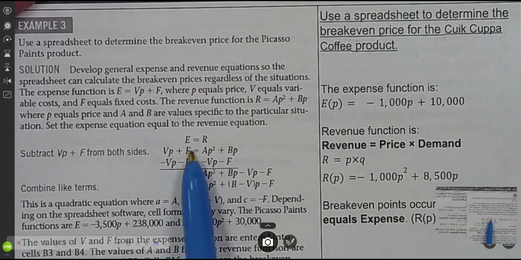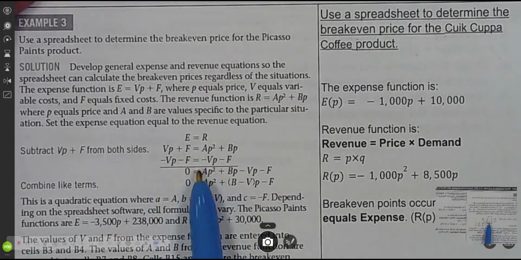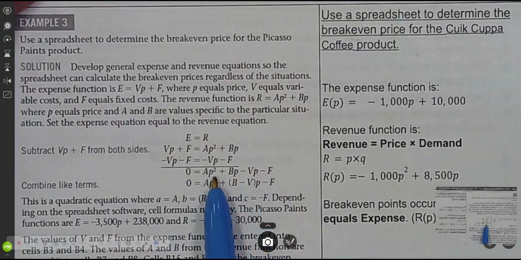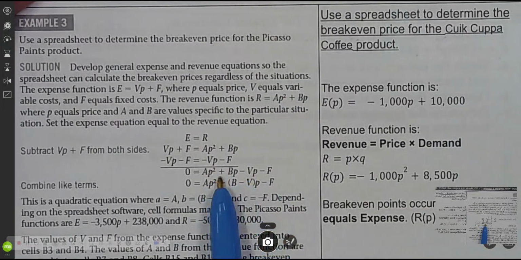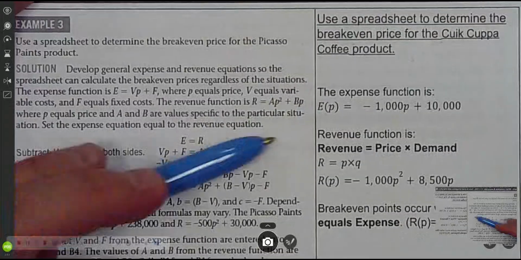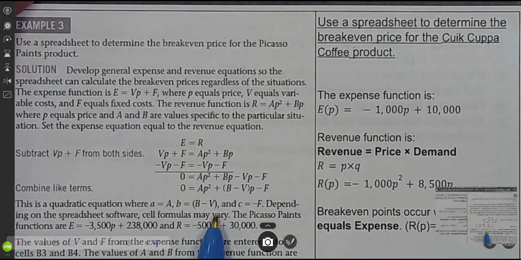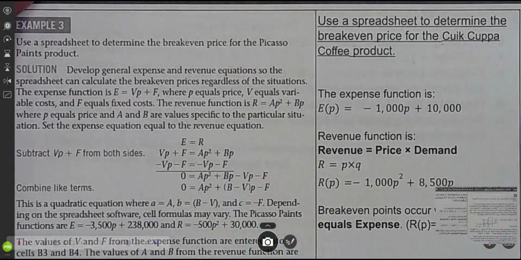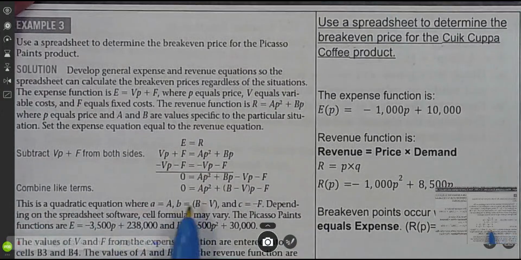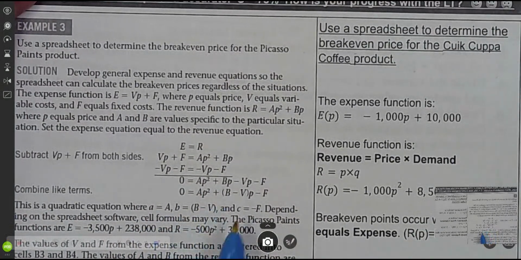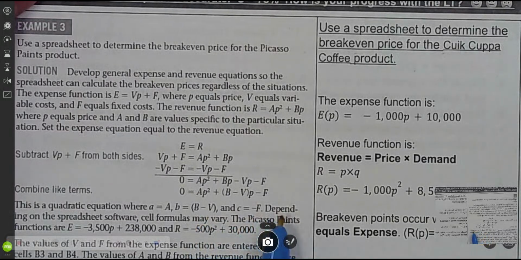So the two equations get put in there, equal to each other. You then have to move everything to one side. It's usually easier to move everything to the side where the P squared, or the X squared, is. So they decide to move everything this way. They're subtracting V times P, they're subtracting F, they do all the math that needs to reconcile all that, and they get this final equation. So we now have a quadratic equation where A equals A, B equals V, and C equals negative F.